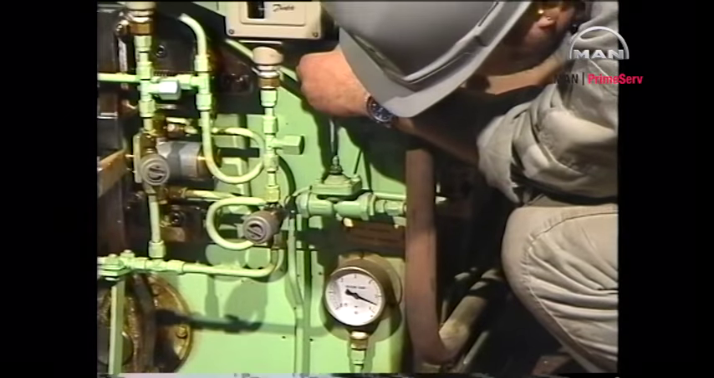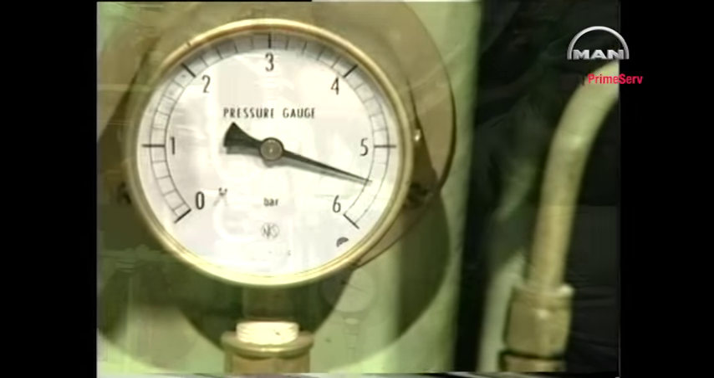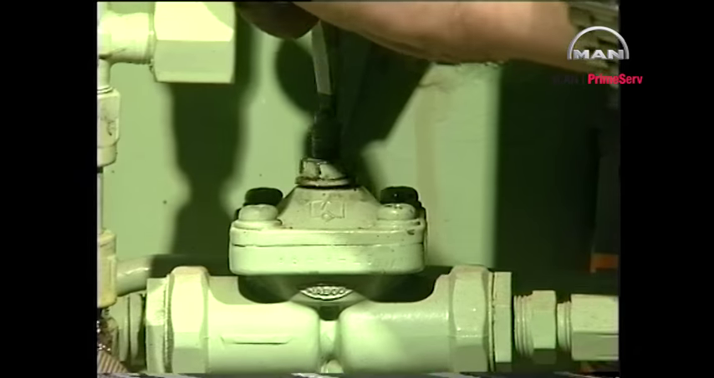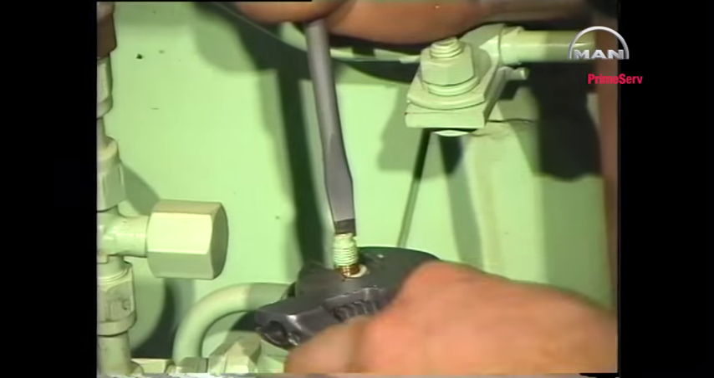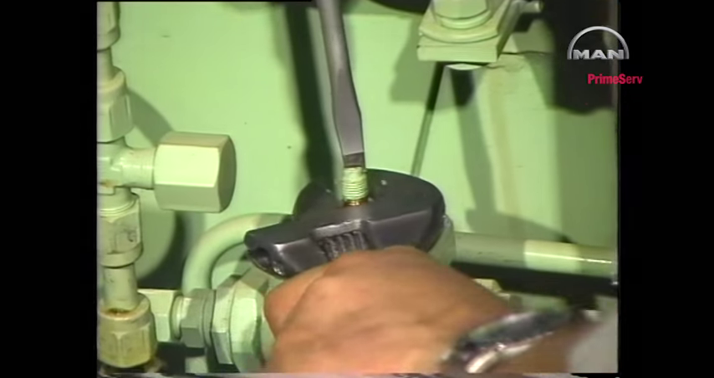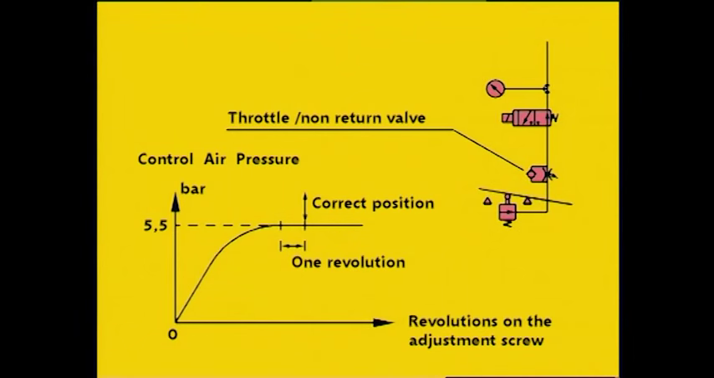Screw the spindle clockwise until a pressure drop can just be registered. Screw the spindle counterclockwise one revolution and lock it in this position with a lock nut. This position prevents a sudden increase in VIT index and thereby a sudden increase in the maximum combustion pressure.